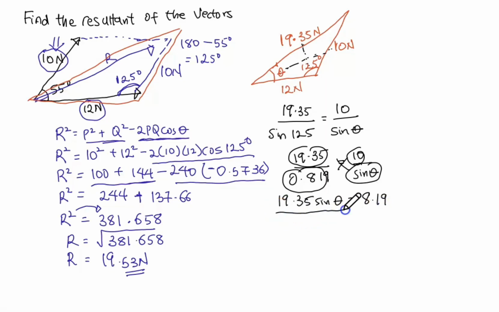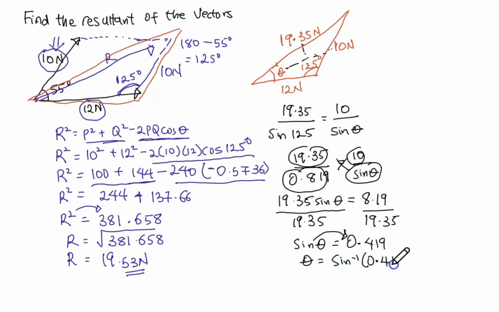So next thing, we are going to divide both sides by the coefficient of sine theta, meaning what is close to sine theta, which is 19.35. So we are going to use 19.35 to divide. So therefore, sine theta will be 8.19 over 19.35, and this will give us 0.419. So when we take sine to this side, we are going to have sine inverse. So here we are left with theta, which is direction, is equal to the sine inverse of 0.419. And the sine inverse of 0.419 is approximately 24.8 degrees. So this is the direction.